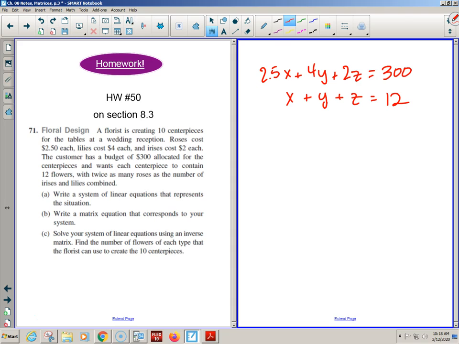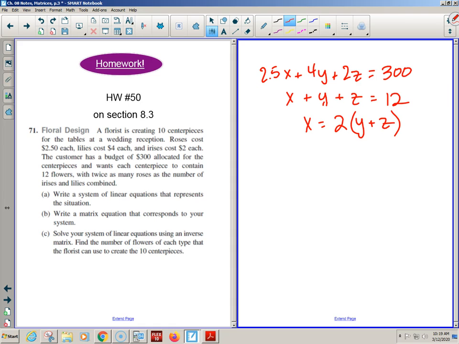There are twice as many roses as the number of lilies and irises combined. Twice as many roses. Roses, which is X, is twice as many. My mind is having to think in variables: X are roses, Y's are irises, Z's are lilies. Taking each of these statements and trying to summarize them down, you can take words and simplify as much as possible. It can be helpful in so many ways.